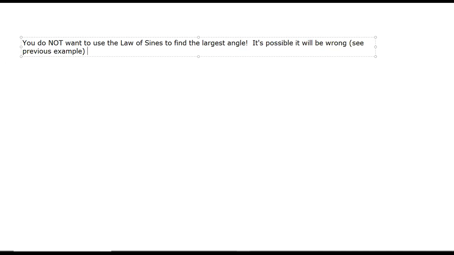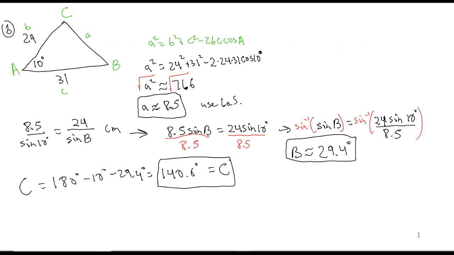So you do not want to use the law of sines to find the largest angle, because you will not necessarily know the largest angle is oblique. Now, if the angle they give you is already oblique, then you know you're fine. There's no tiptoeing around. So let's go back a couple examples. In this one, I did the B for a reason, because 24 was smaller than 31. 31 is going to be the largest side, which means angle C is the largest angle. And look at this, angle C was oblique. So if I had used the law of sines to go after angle C, it would have been wrong.